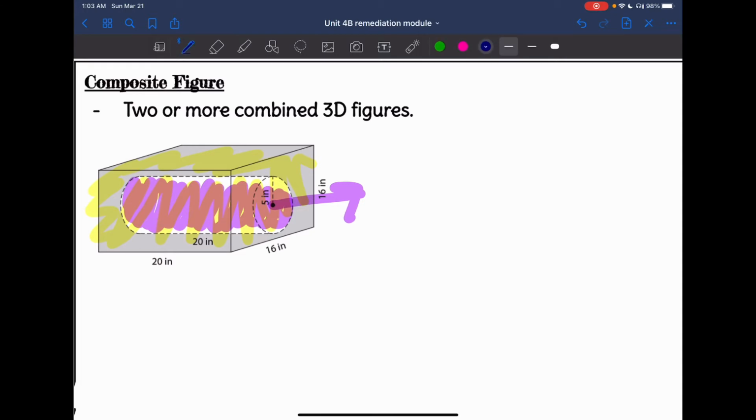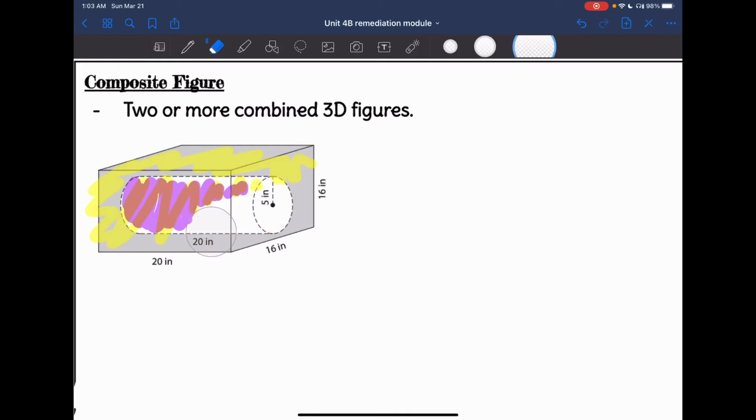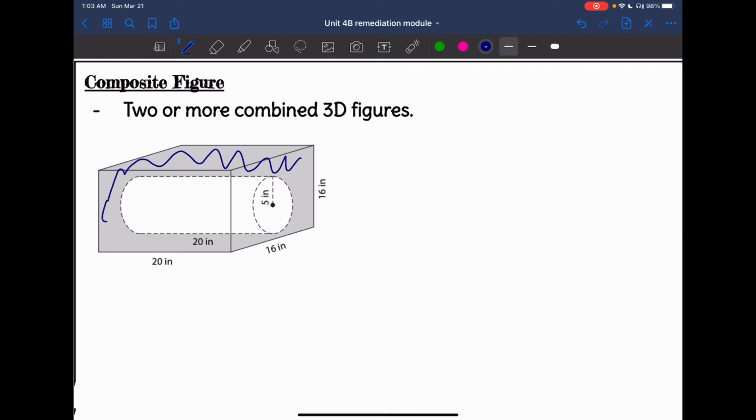So I'm going to erase all this and then I'm going to start finding the volume of each shape, and then I'm going to subtract the volume of the cylinder from the volume of the box. I want to find out how much space this gray part right here is taking up. Okay, so I'm going to get started with that. The volume of a rectangular prism is equal to length times width times height, and then, like I said, I'm going to subtract my two volumes.